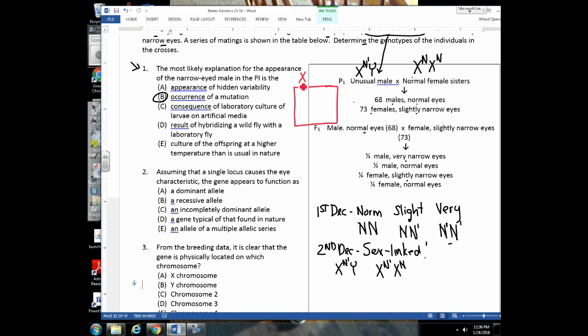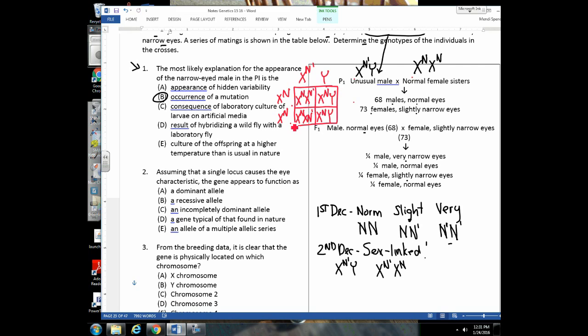So I have an X^N' Y. I have an X^N X^N. When I do my cross here, X^N' X^N Y, X^N' and X^N Y, so I should see all of the females right here and right here.